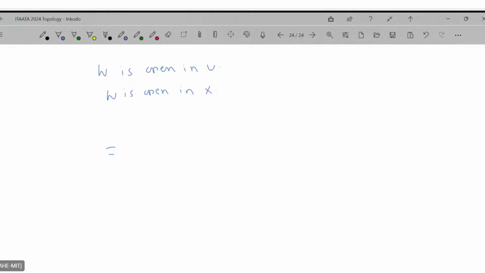So the problem is that suppose you assume that W is open in U, and therefore this will imply W is open in X because U is open. Now let's say that W is meager in U. That means W can be written as a countable union of AN, where each AN is nowhere dense in U.